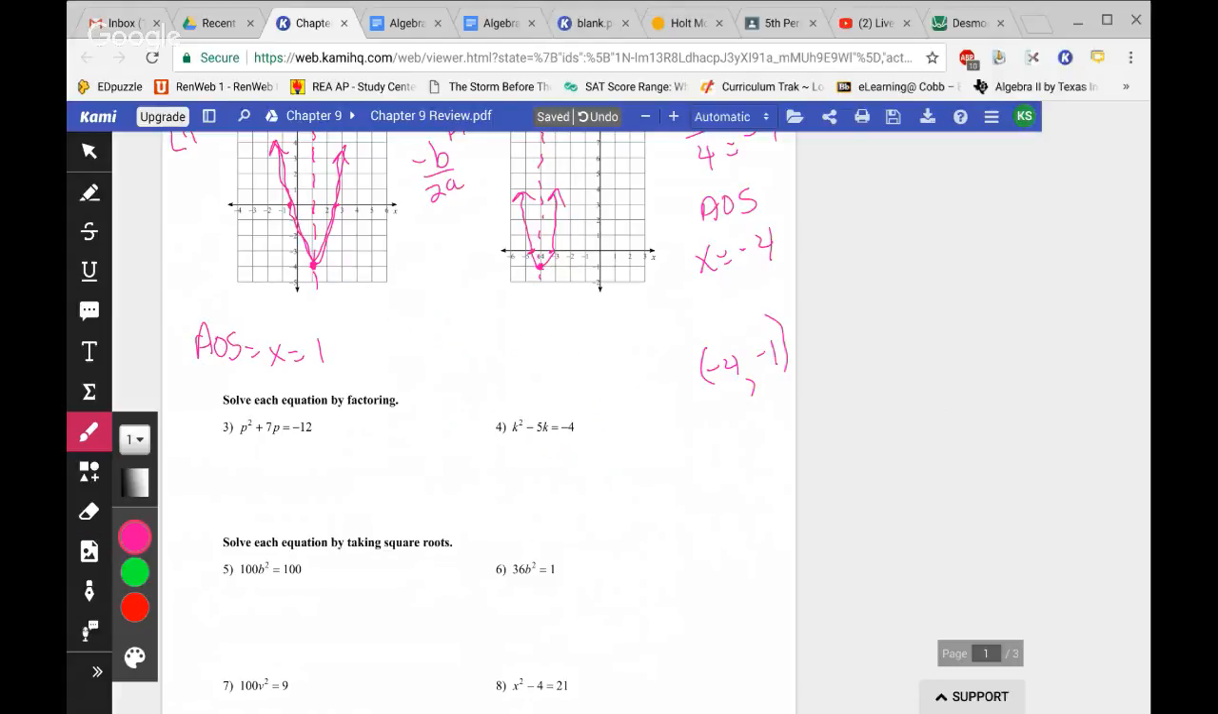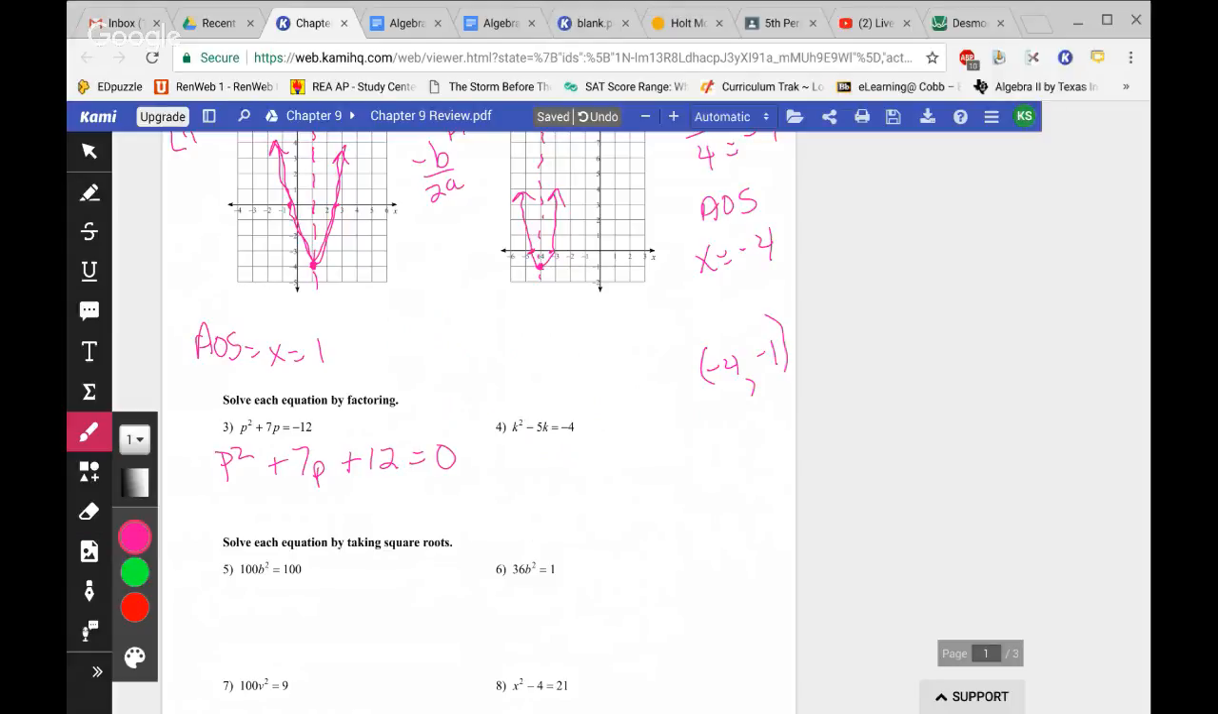All right. So to solve each equation by factoring, one of the key things, from what I noticed on the quiz yesterday, for factoring and completing the square and the quadratic formula, is to make sure that the equation is in standard form before you begin doing anything. So on this one, p squared plus 7p, you would add 12 to both sides so that you can get a 0 on the other side. Does that make sense?